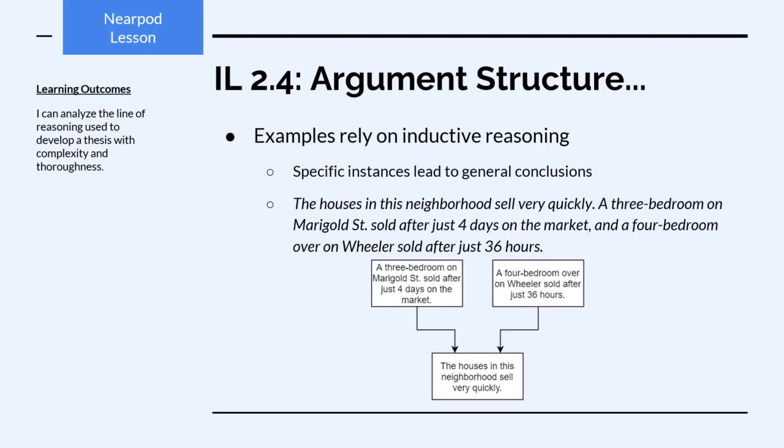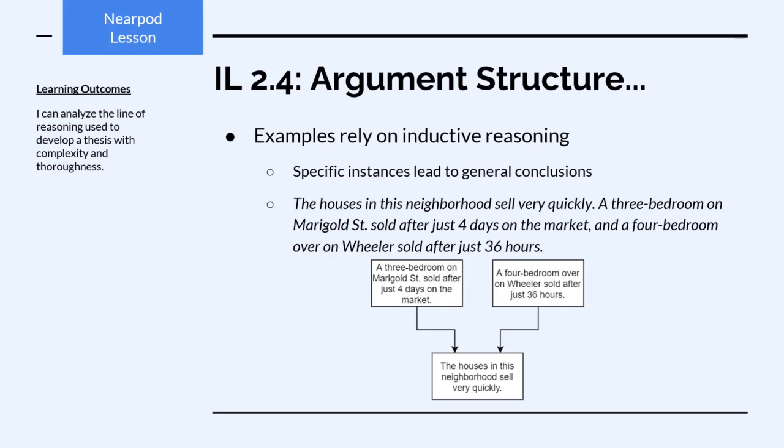Examples, on the other hand, rely on inductive reasoning, where you have specific instances that lead us to general conclusions about the larger group that you're trying to represent with those specific instances. For example, this is another simple argument.